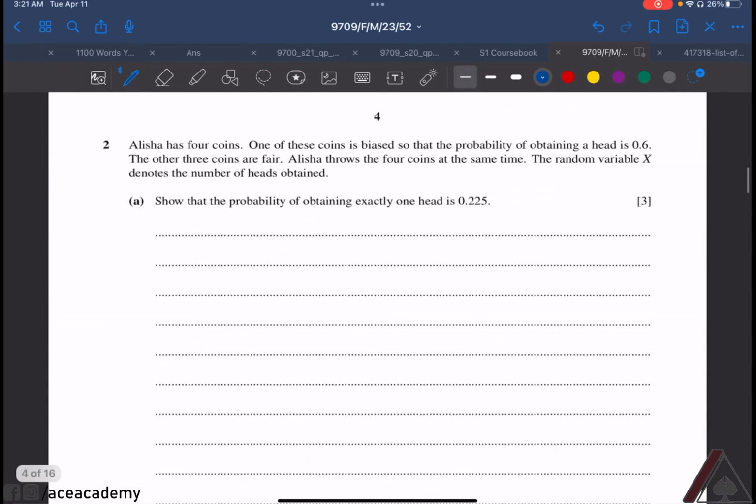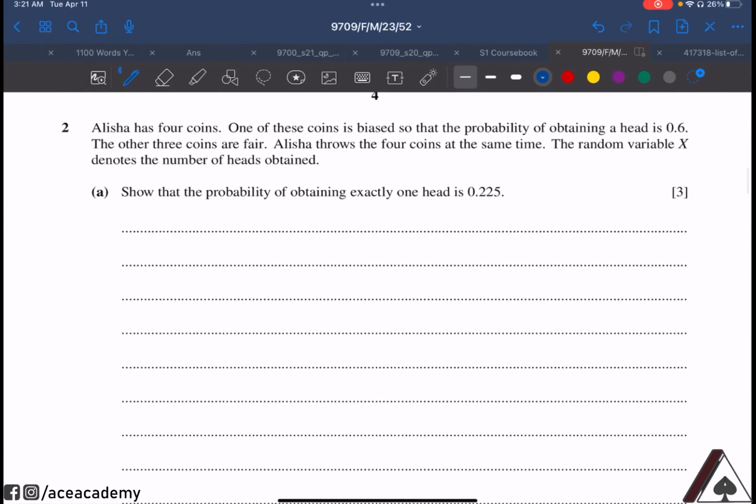Now let's move on to question number 2. Alicia has 4 coins. One of these coins is biased, so the probability of obtaining a head is 0.6. The other 3 coins are fair. Alicia throws the 4 coins at the same time. The random variable x denotes the number of heads obtained. Show that the probability of obtaining exactly one head is 0.225.